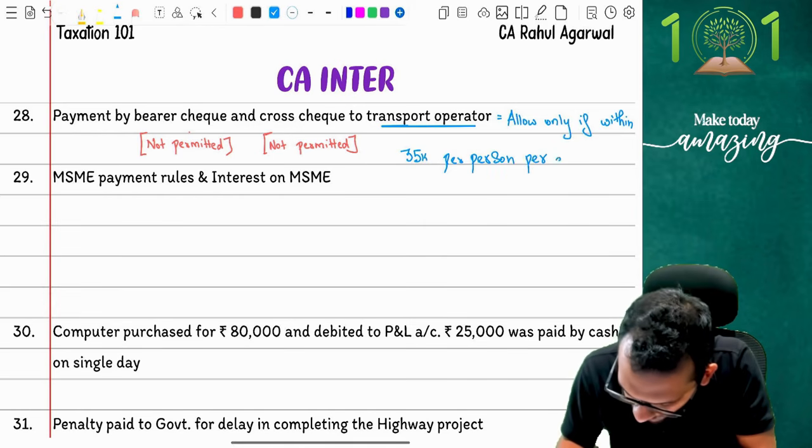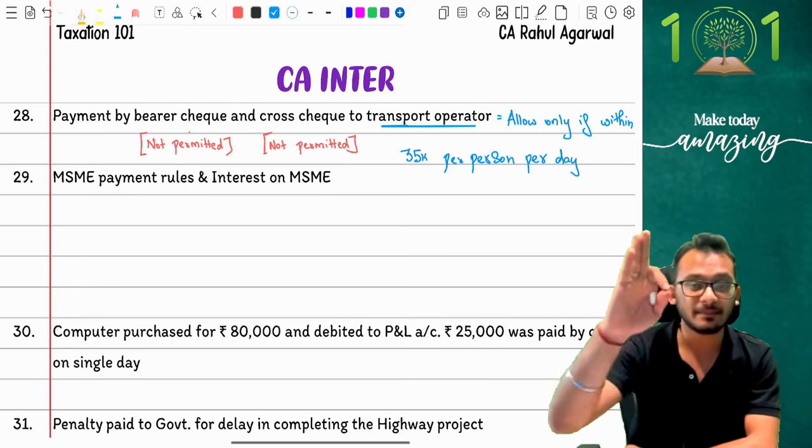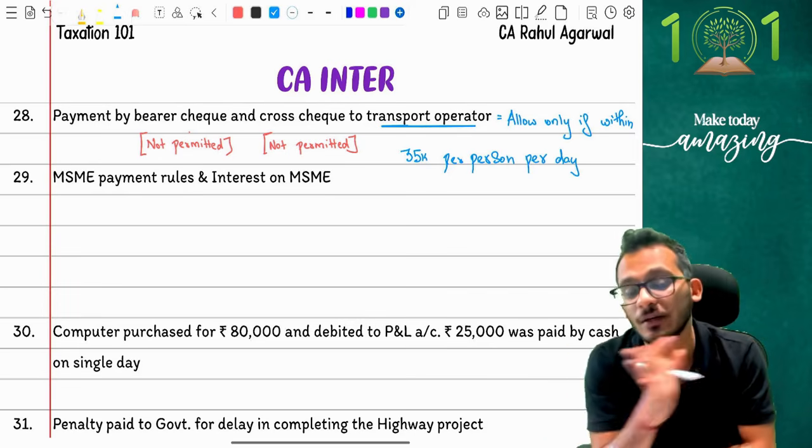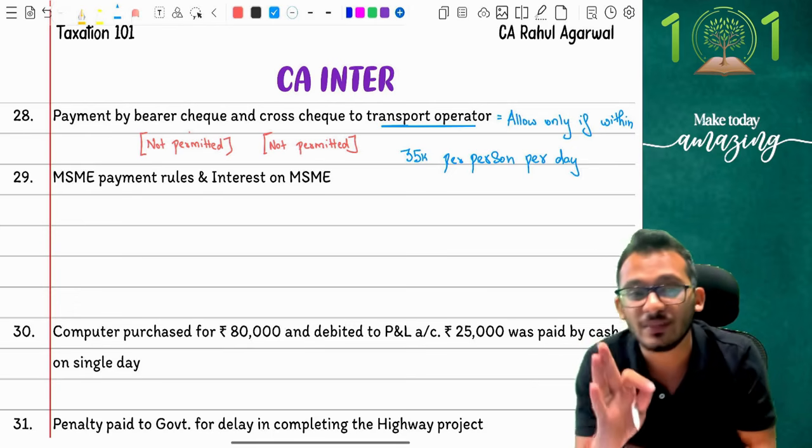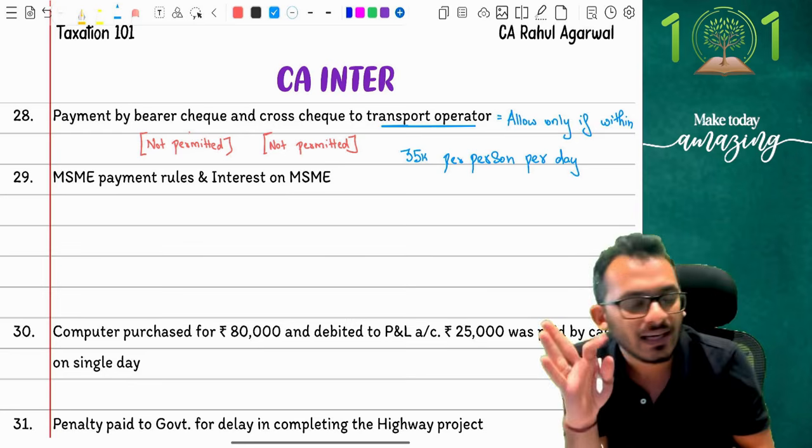Yes, be very careful about the fact that income tax says, my dear child, bearer cheque and crossed cheque is not a permitted mode of transaction. You cannot take that into consideration. It is fully to be disallowed. That is the provision for you. Any doubts on this part?